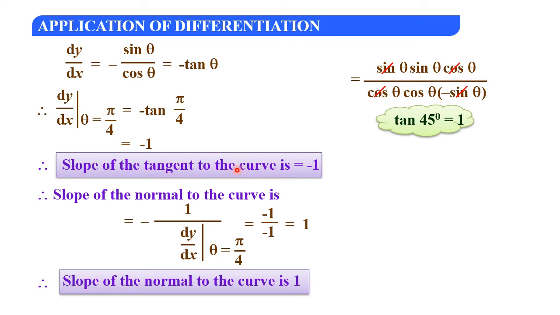Now just it is the slope of the tangent to the curve, but when you will be finding the slope of the normal to the curve, it is minus 1 divided by dy by dx at theta equal to pi by 4. We have already obtained its value. Now minus 1 divided by dy by dx, the total result of this is minus 1. So put here minus 1. Minus minus both are gone. 1 by 1 is 1. So the slope of the normal to the curve is 1. Okay, this is the answer.